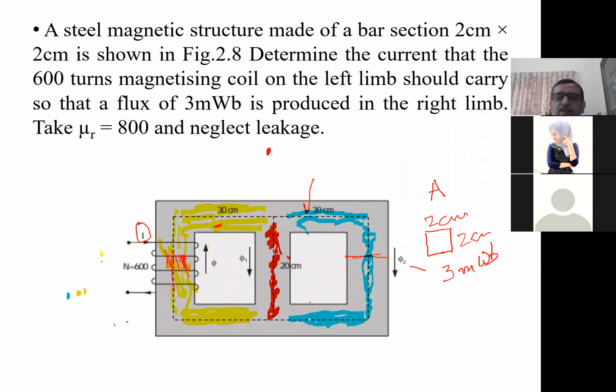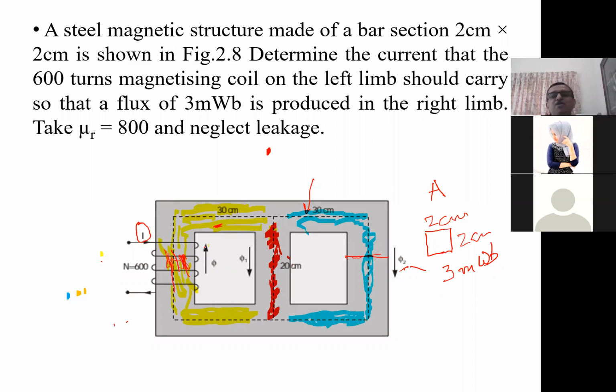Okay. And what is given in the question is the flux in the right limb. You can see this phi 2. What is given is phi 2. I have marked the flux in blue color. That is how much? 3 milliweber. And I don't know what is the flux in the middle. I call it as phi 1. And what will be the flux here, Aishwarya, in the left limb and this part? Phi, sir. It will be phi. And phi will be equal to phi 1 plus phi 2.